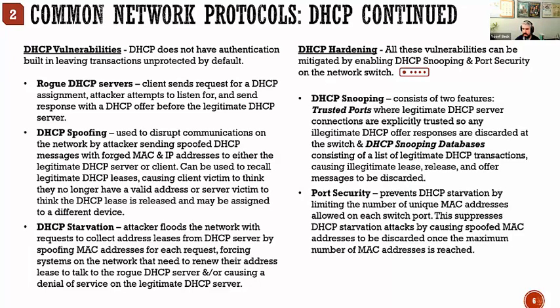And then the DHCP snooping database is where it keeps a running list of the legitimate DHCP transactions with that legitimate server, and therefore any illegitimate lease, release, or offer messages get dropped and not sent on to the clients or the server. Port security is another alternative, and it's mitigating DHCP starvation. It limits the number of unique MAC addresses allowed on each switch port. So if you send a whole bunch of spoofed ones, they're going to just get discarded once the maximum number of MAC addresses is reached.